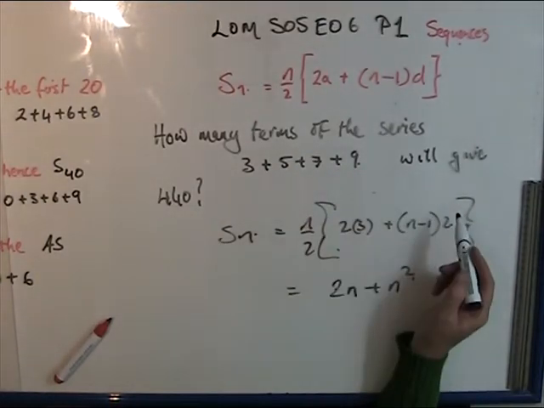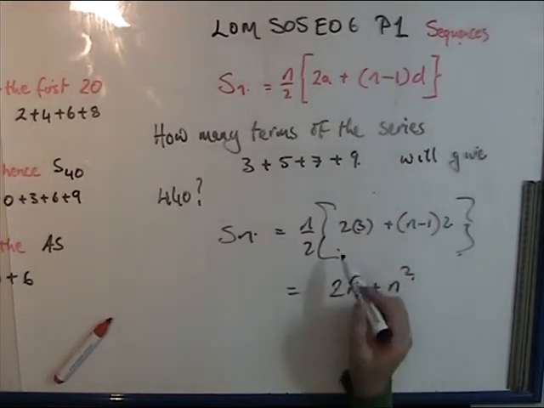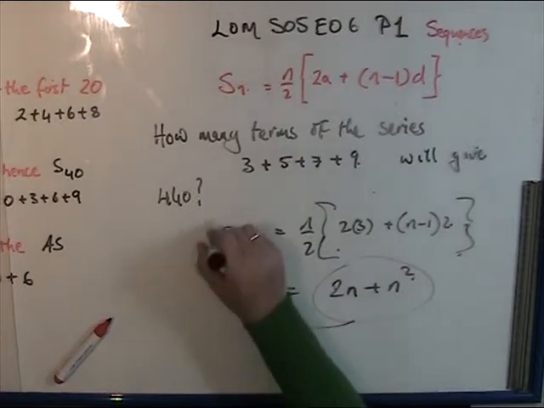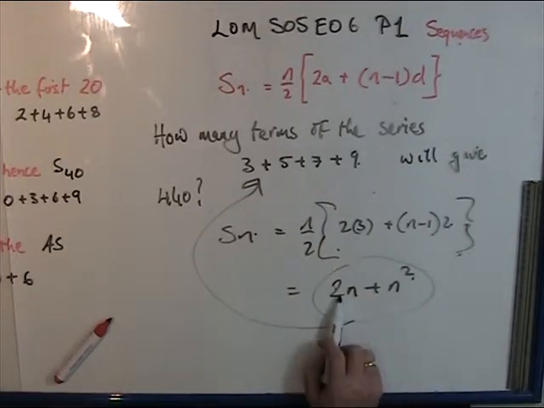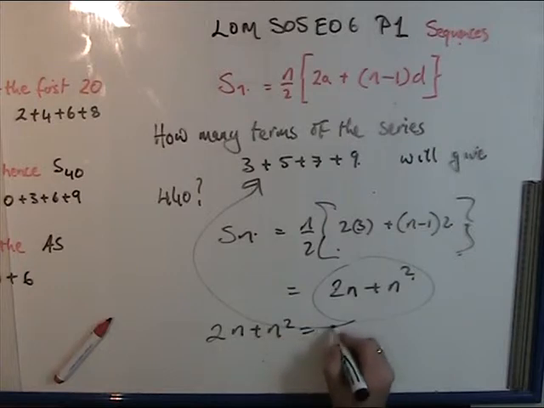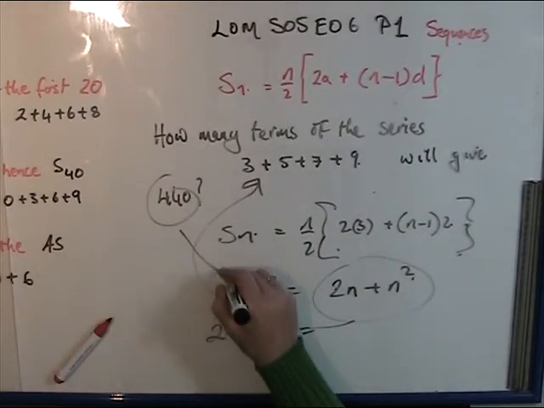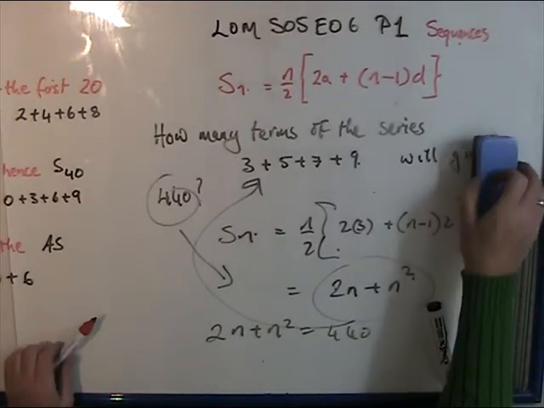So I'm doing the same question, but if you had different questions, you would have different results. Okay, so this is related to this formula, this sequence. Now I'm making this equal to 440, so 2n plus n squared is equal to 440. Okay, 440. Now the pen is running out here, so I'll just write this up here.